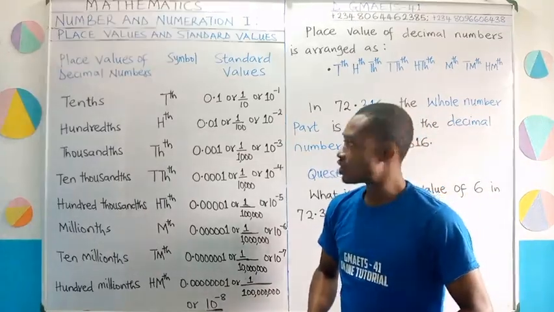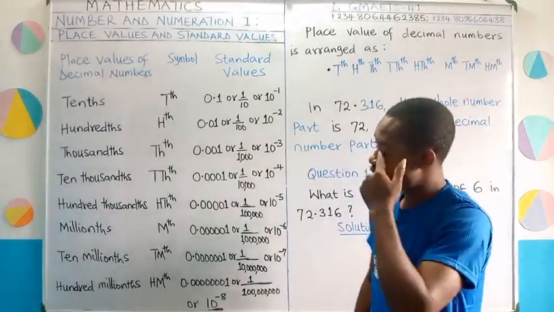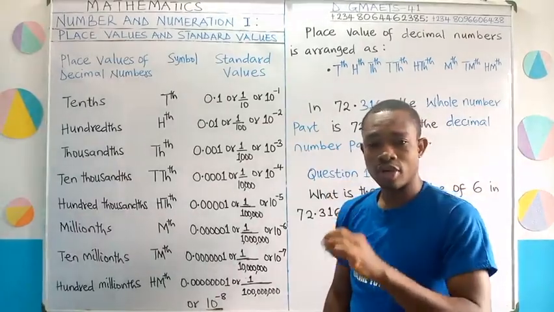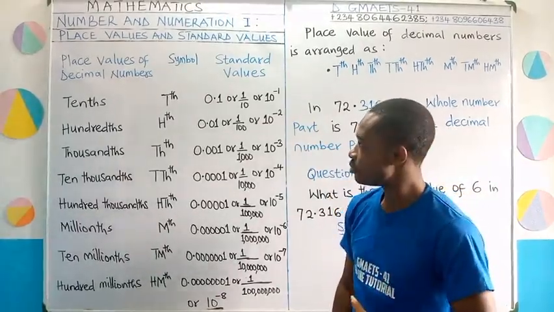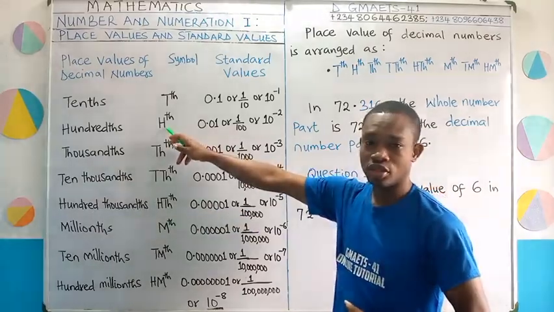Let us move on to the next one, hundredths. The second place value of decimal numbers is hundredths. And we use H.